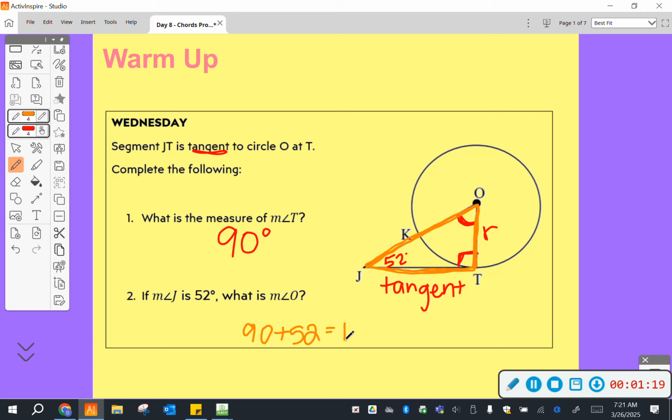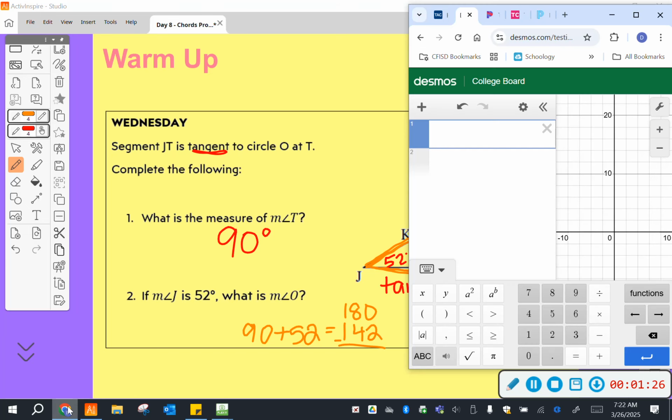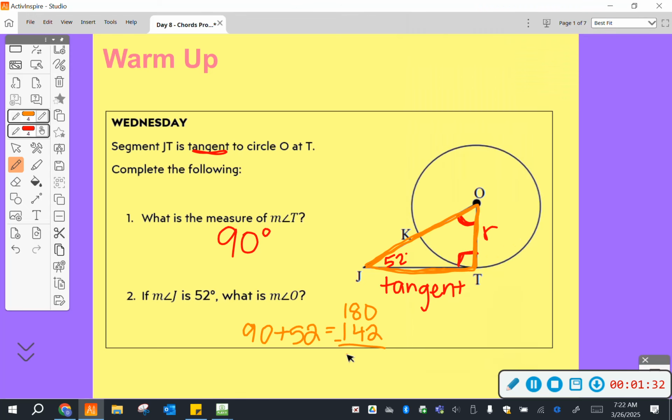So do y'all agree that is 142? And what is 180 minus 142? If you're not sure, get Desmos, but it is 38. So 38 degrees is my answer. If you have a triangle, add what you know and subtract from 180 if you have two things.